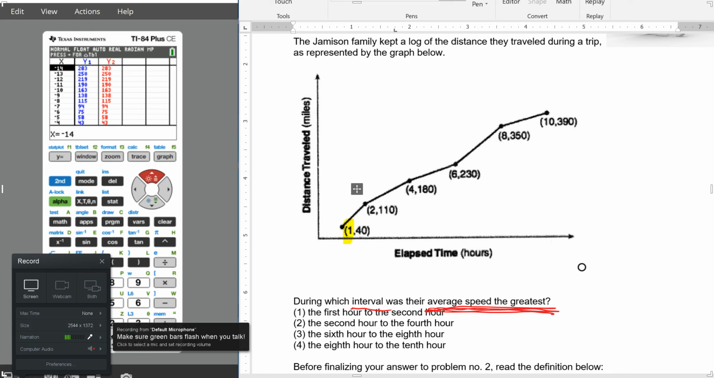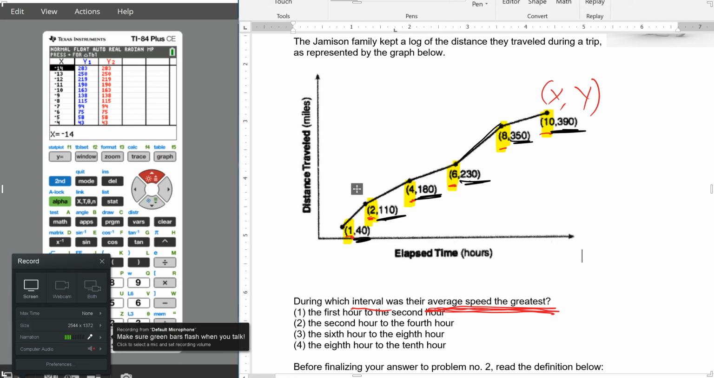that we're given coordinates. We know that coordinates come as x comma y. Every x coordinate represents time, and every y coordinate represents the distance, the amount that they traveled. Okay, so we can start taking a look and see when they traveled most.